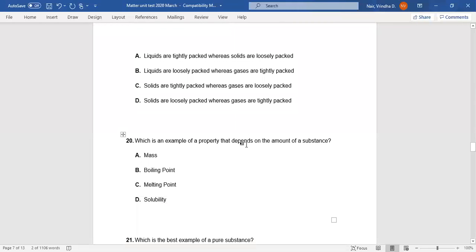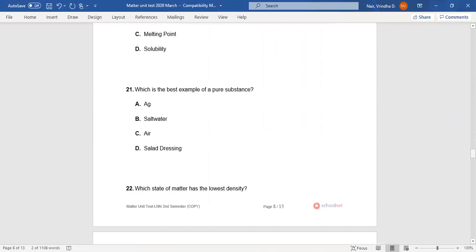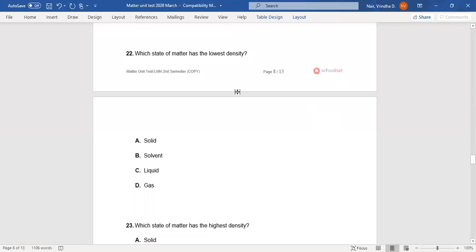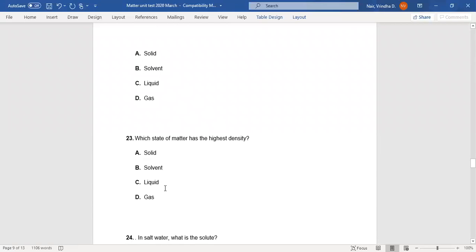Which is an example of a property that depends on the amount of substance: mass, boiling point, melting point, or solubility? Which is the best example of a pure substance? Is it gold? Is it salt water? Is it air? Or is it salad dressing? Which state of matter has the lowest density? Solid, solvent, liquid, or gas? Which state of matter has the highest density? Solid, solvent, liquid, or gas?